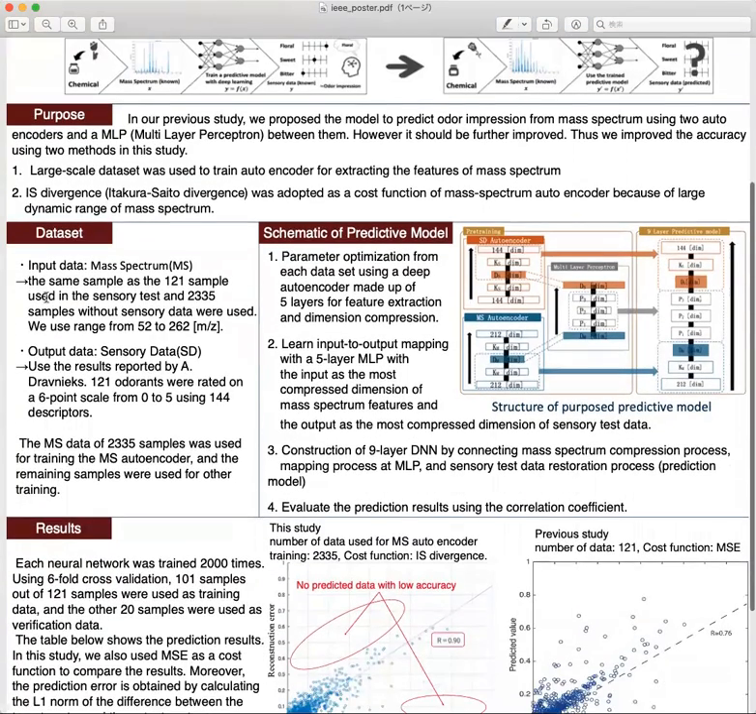In this study, we used two types of data, mass spectrum data and sensory test data. Each data is feature extracted using an autoencoder in advance, mapped by MLP and connected as shown in the figure to build a model. The difference from the previous research is that the data used for pre-learning of the autoencoder in the lower left of the figure has been increased to 2,335 samples, and the cost function has been changed to IS divergence.